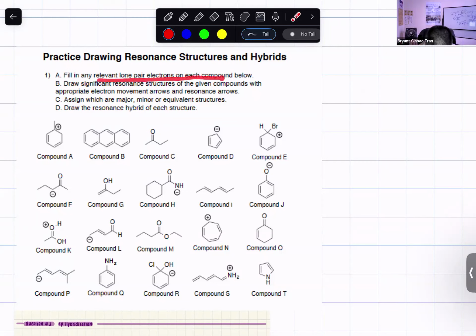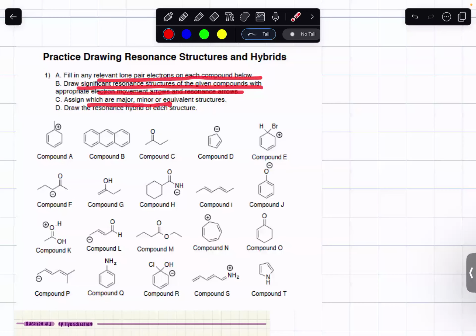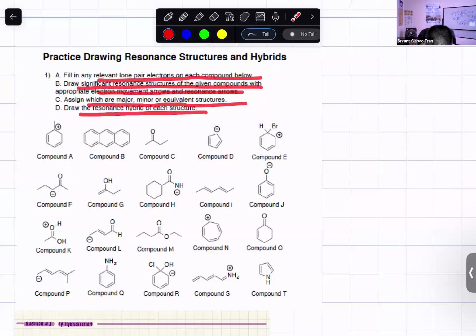Fill in any relevant lone pair of electrons on each compound, draw significant resonance structures, assign which are major, minor, or equivalent structures, and draw the resonance hybrid of each structure.